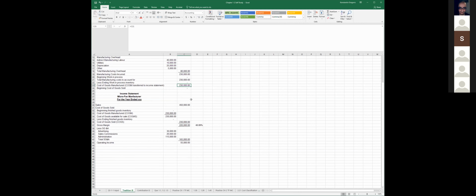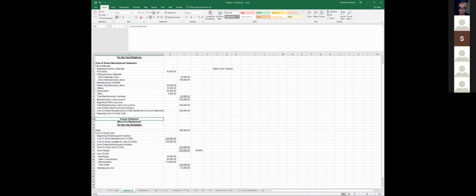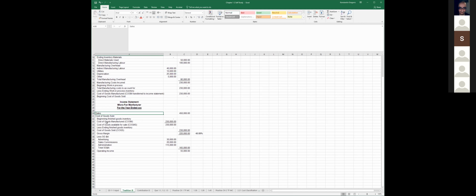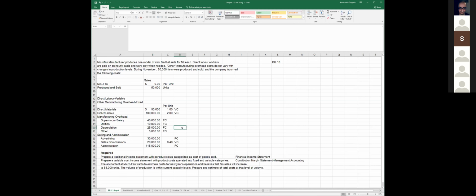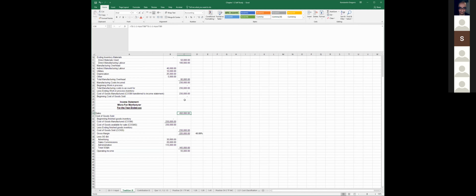So now we need to transfer that cost of goods manufactured into our income statement. So income statement, now we're going to bring in our sales, right? So what are our sales? 450,000. So it's this times your unit, 450,000. There's your sales.